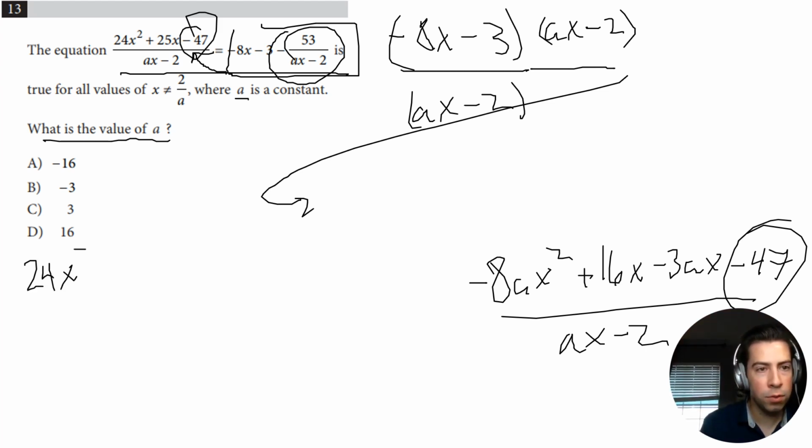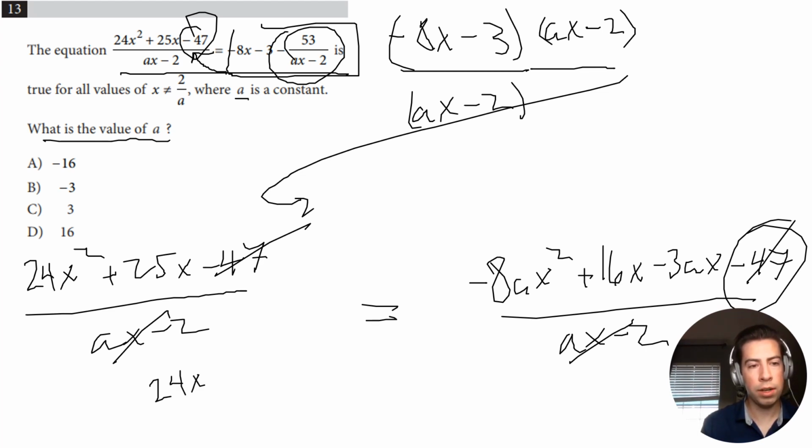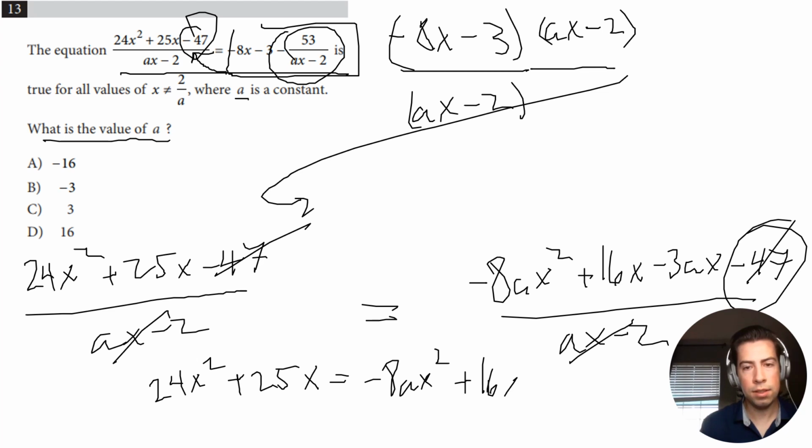So it's going to be 24x squared plus 25x minus 47 divided by ax minus 2 equals, sorry guys, I'm going to have to stretch this, but basically it's going to equal all of this, right? And what I want to do, guys, is first of all, I can add 47 to both sides, so these are going to cancel out. And I can multiply both sides by ax minus 2, so these are also going to cancel out, okay? So what I'm going to be left with is 24x squared plus 25x equals negative 8ax squared plus 16x minus 3ax.